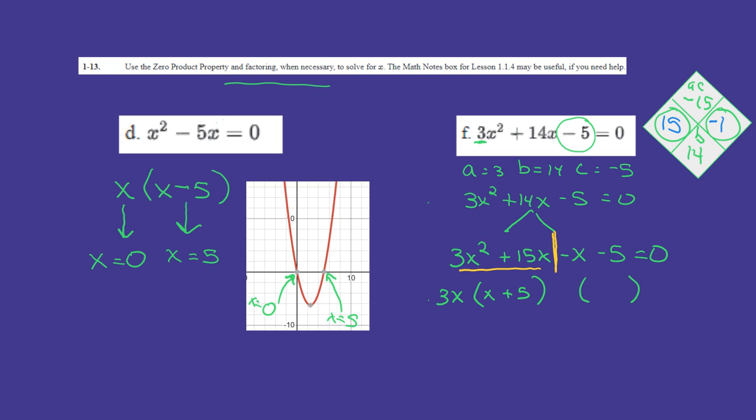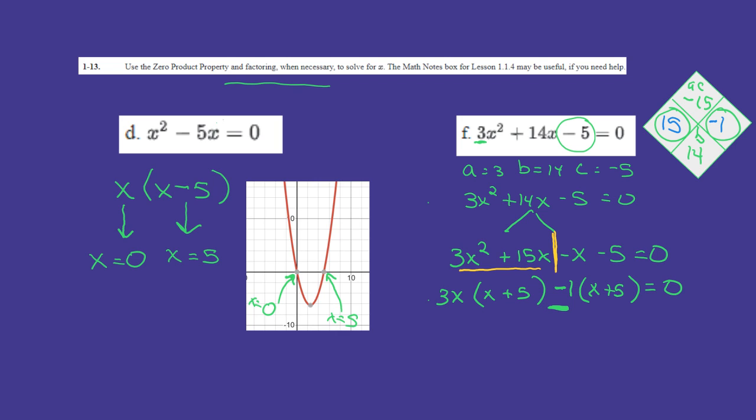Well, what can I take out of both terms for that one? Because I still need a spot here filled, so I have my second set of parentheses. Well, I can take out a -1. So I'm going to put a -1 here, which means -1 times what equals negative x? Just positive x. And a -1 times what equals a -5? A positive 5. So you'll see what I'm doing right here.